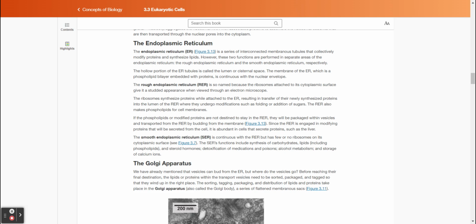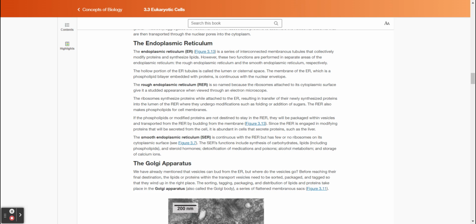The rough endoplasmic reticulum, or RER, is so named because the ribosomes attached to its cytoplasmic surface give it a studded appearance when viewed through an electron microscope. The ribosomes synthesize proteins while attached to the ER, resulting in transfer of their newly synthesized proteins into the lumen of the RER, where they undergo modifications such as folding or addition of sugars. The RER also makes phospholipids for cell membranes.